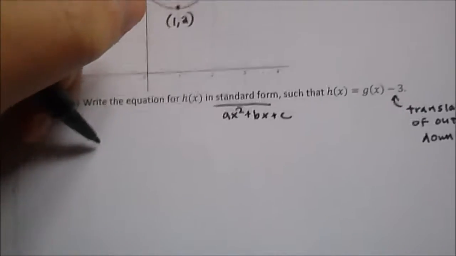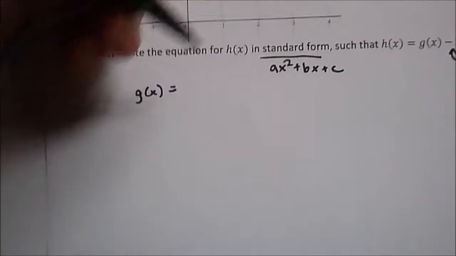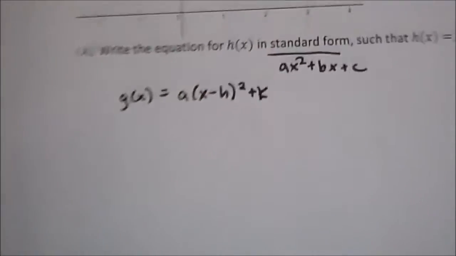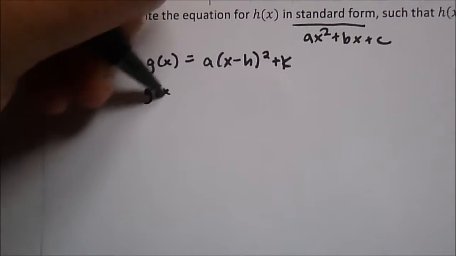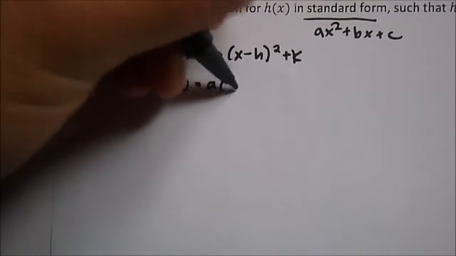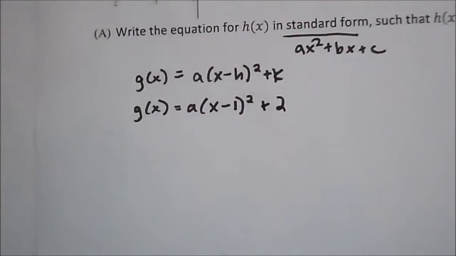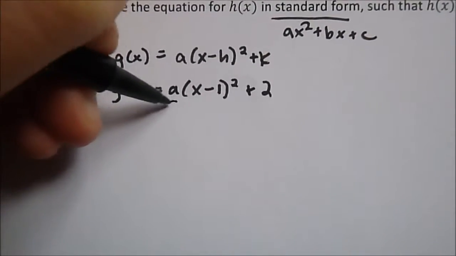So I'm going to set up my vertex form equation and start filling it in. So I have g(x) equal to a times (x minus h) squared plus k. That's just the parent formula for vertex form. I'll sub in my vertex: a times (x minus 1) squared plus 2. So I look like I'm in vertex form, but I still haven't dealt with this a value.